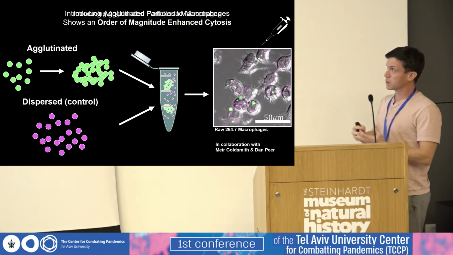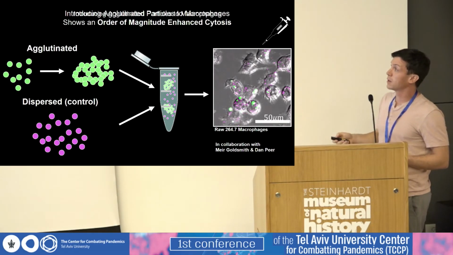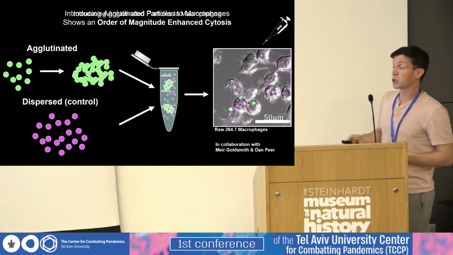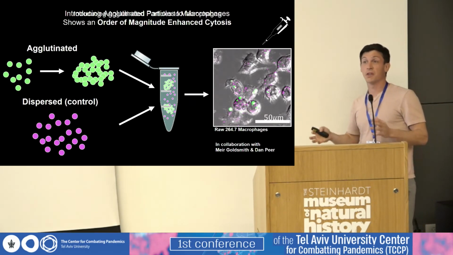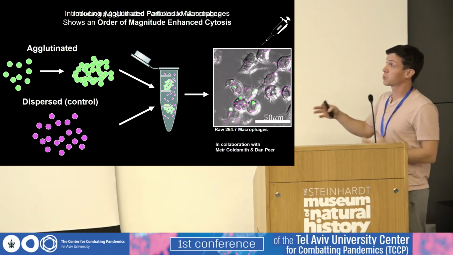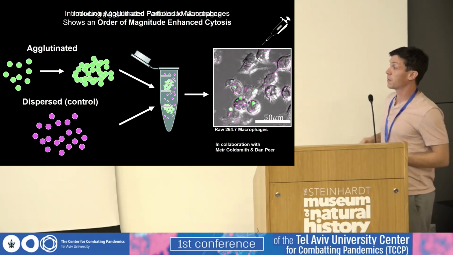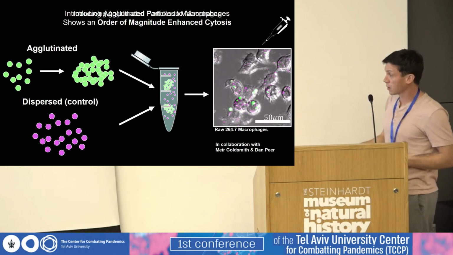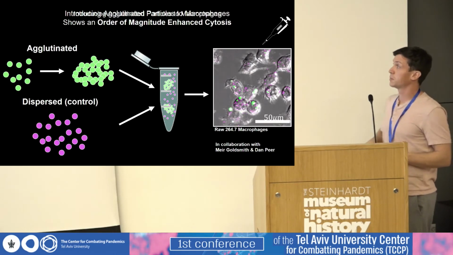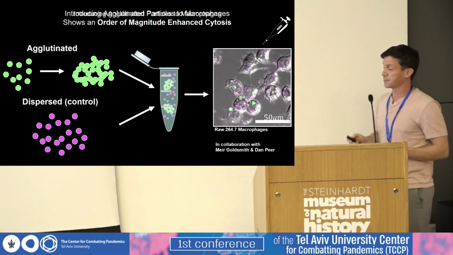In other numbers, you can say that almost 100% of the agglutinated particles went into the macrophages. The dispersed particles went in at something like 3%. So it was much more effective for the cytosis to happen this way. And this was done in collaboration with Mary Goldschmidt, who helped me a lot with macrophages from Dan Pear's lab.